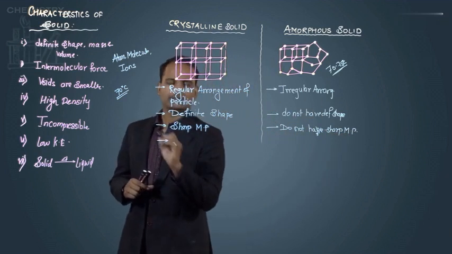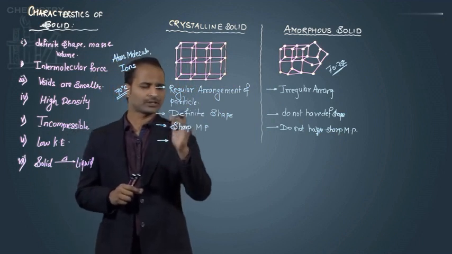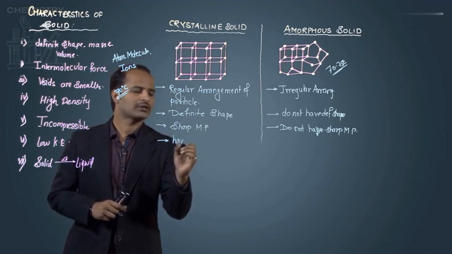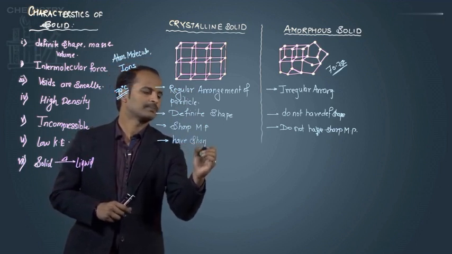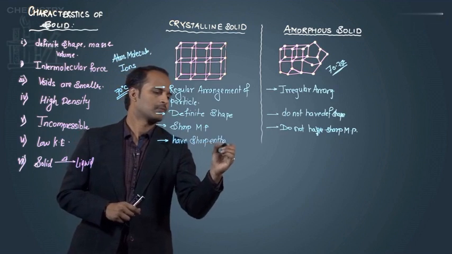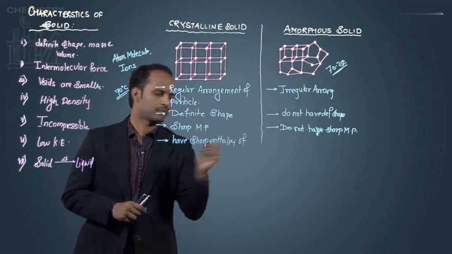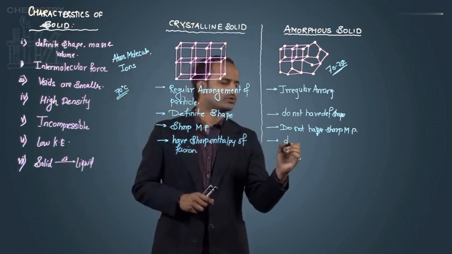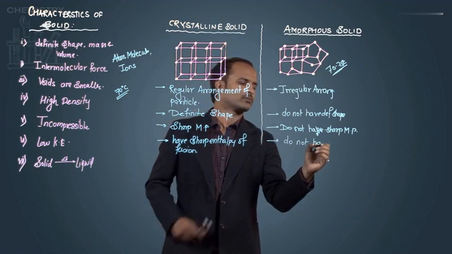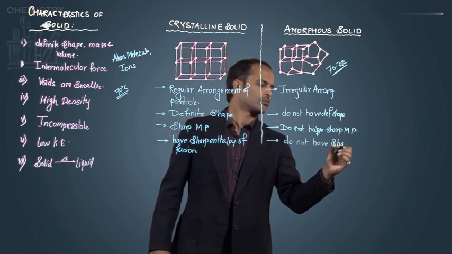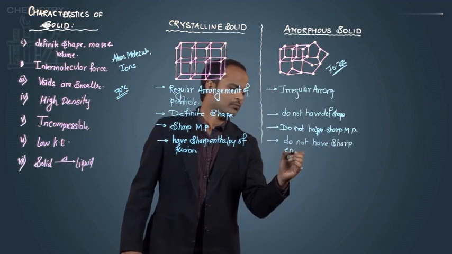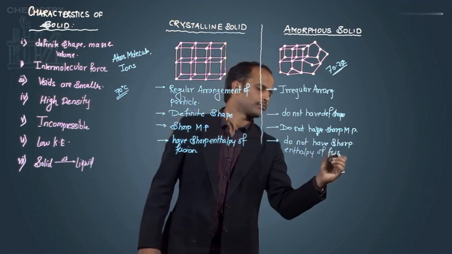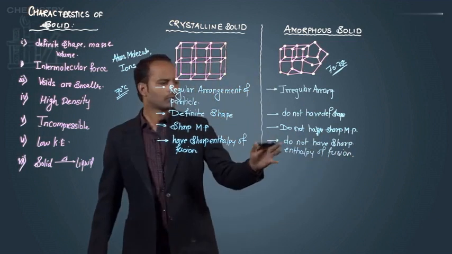In case of this third property, the next difference: since they have a sharp melting point, I can say that they have a sharp enthalpy of fusion also. So crystalline solids have a sharp enthalpy of fusion, while amorphous solids do not have a sharp enthalpy of fusion.